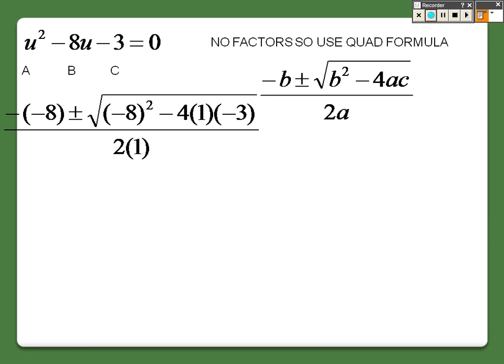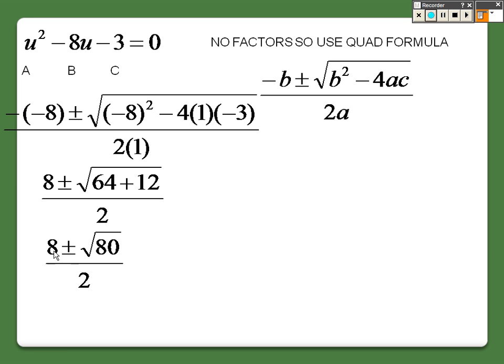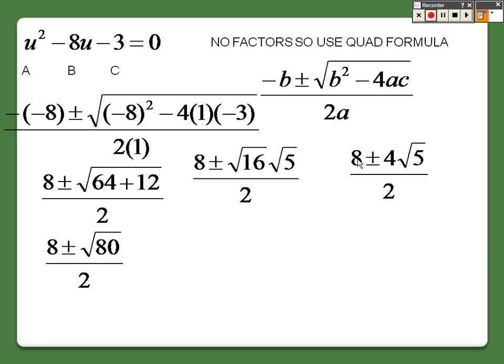So I plug in my a, b, and c. So it's negative b plus or minus the square root of b squared minus 4 times a times c, over 2a. 64 plus 12 is 76... I get 8 plus or minus the square root of 80 over 2. I can simplify that root 80 into root 16 and root 5, because now root 16 becomes 4, so 4 root 5, and I can divide each of those by 2 to get 4 plus or minus 2 root 5.